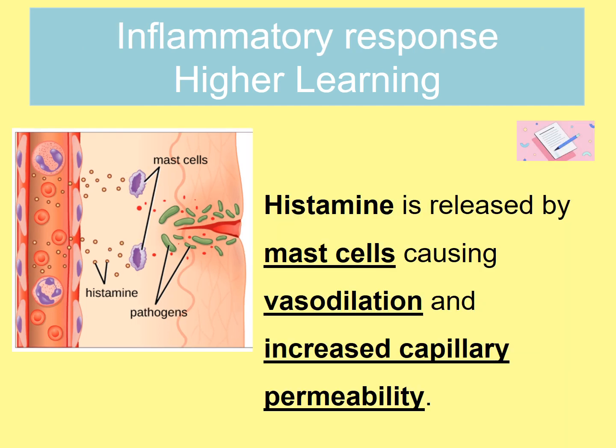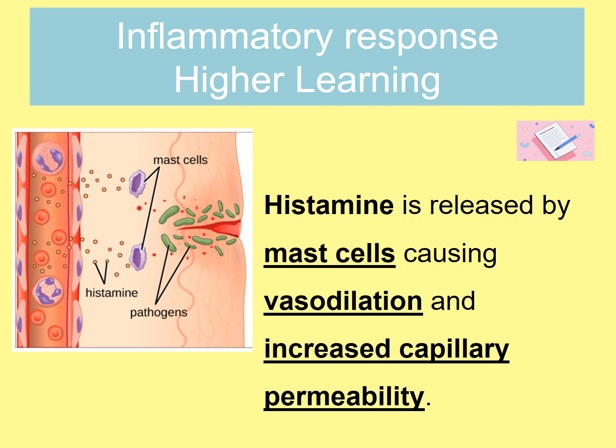Mast cells are present in connective tissue throughout the body. They are closely related to white blood cells. Mast cells possess many granules containing histamine. Histamine is a chemical that causes blood vessels to dilate, which means they get wider, and it also causes capillaries to become more permeable.